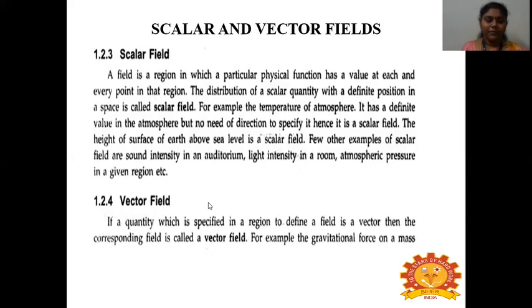Next is our vector field. So if a quantity which is specified in a region to define a field is a vector, then the corresponding field is called a vector field. For example, the gravitational force on a mass. So always the gravitational force will be towards downwards, okay, towards the earth, that is downward direction. So here it gives the direction as well as the magnitude of the force. So this is called a vector field.